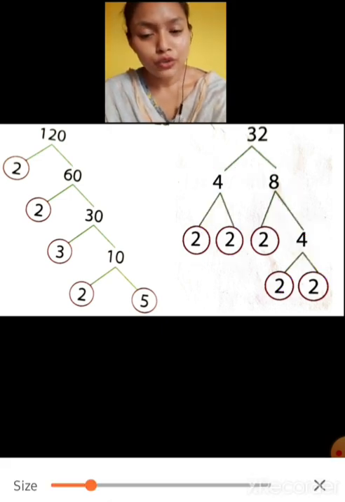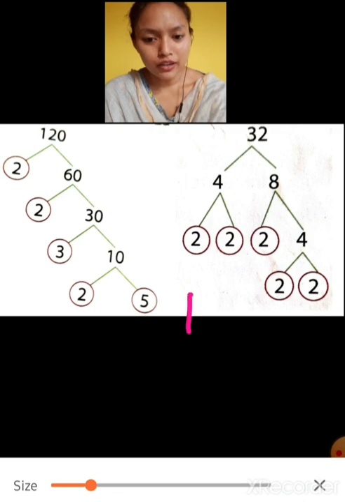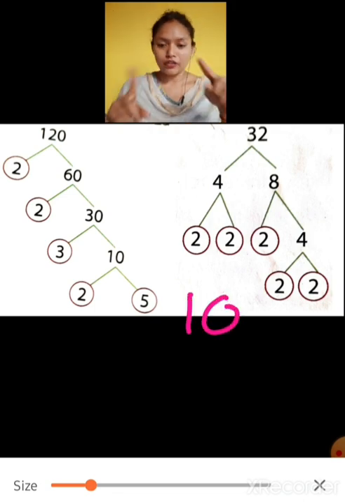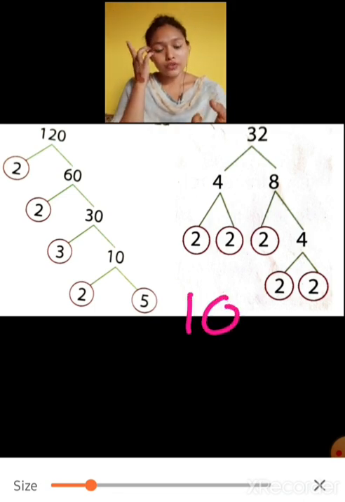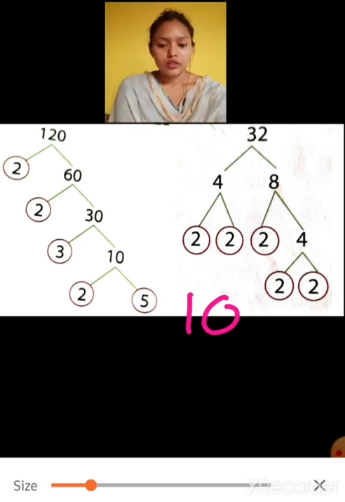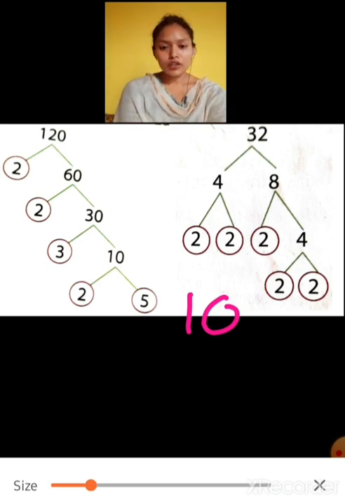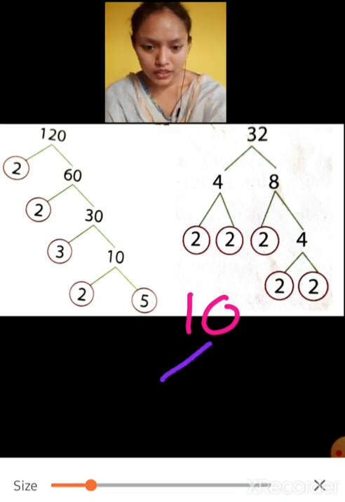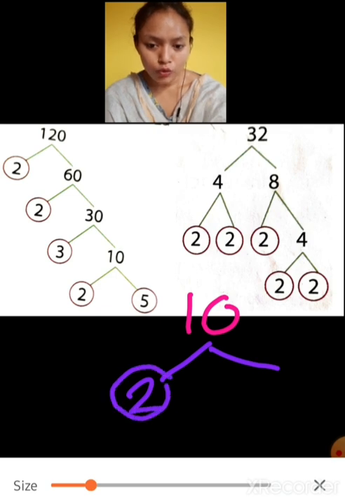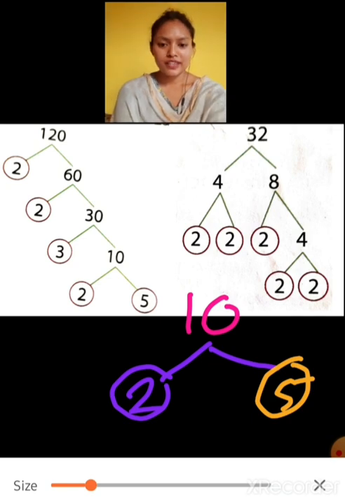If I say we have to find the factors of 10, we have to make a tree first of all. Now we should know 10 comes in the table of what? 2 and 5. So we can show it like this. 2 multiplied by 5 is what? 10. So 2 5s are 10.